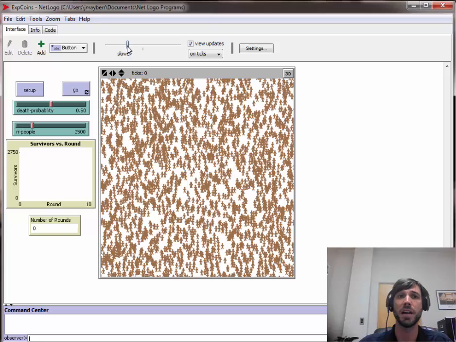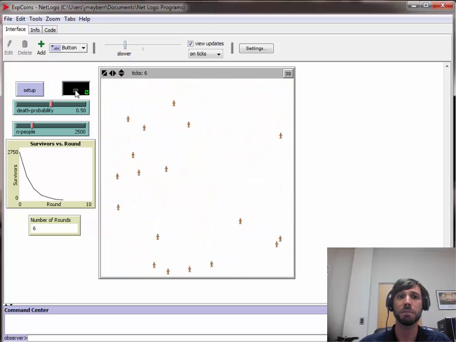I'm going to slow it down a little bit because it'll move fast. And if I click go, you see people disappear. In this particular scenario, we again see an exponential curve, and it took 13 rounds for everyone to die. The people here are synonymous with the nuclei in the previous example, and the death probability is synonymous with that decay chance.